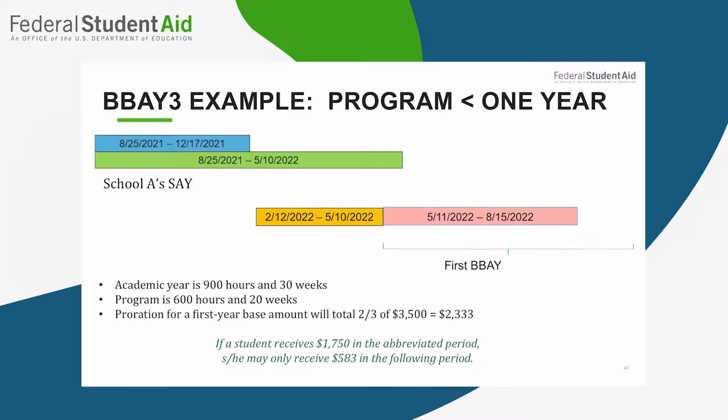The proration comes into play. That proration amount for any student in this program will be $2,333 of the base amount. We do the proration math and we compare to determine what the prorated amounts are. So if the student receives $1,750 in the abbreviated loan period, they can only borrow $583 in that following or final period. And by sticking to that approach, the student will not have exceeded their limits for this program that is shorter than 1 year in length.